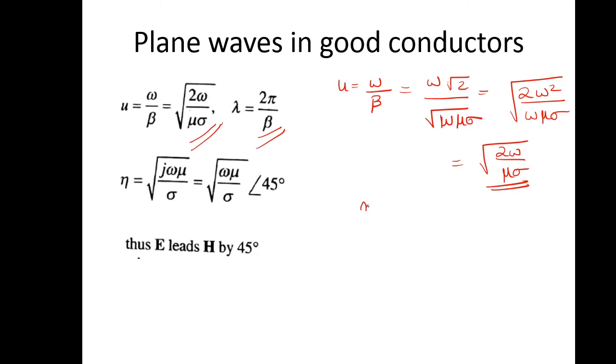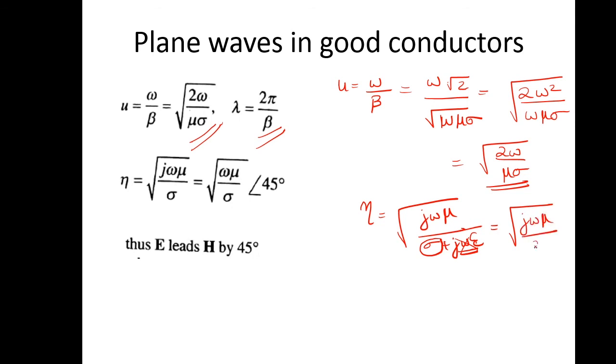Now comes eta, the intrinsic impedance. The general equation is square root of j omega mu divided by sigma plus j omega epsilon. But here sigma is a very high value compared to j omega epsilon. So we can neglect this and write it as square root of j omega mu divided by sigma. Square root of j omega mu by sigma means you have to calculate the angle theta of eta. A completely imaginary quantity means that is 90 degrees and square root means half of 90.